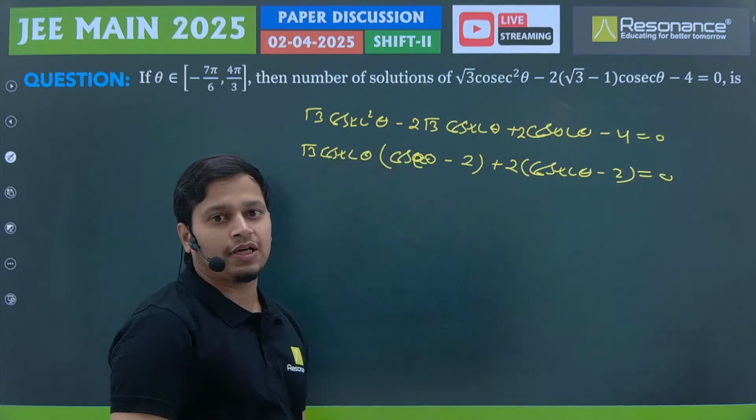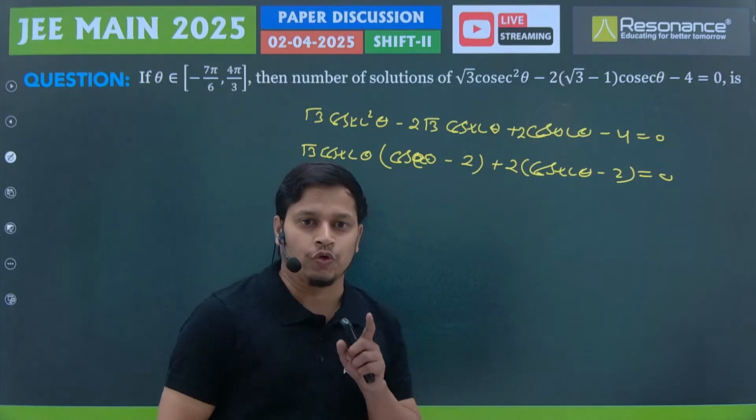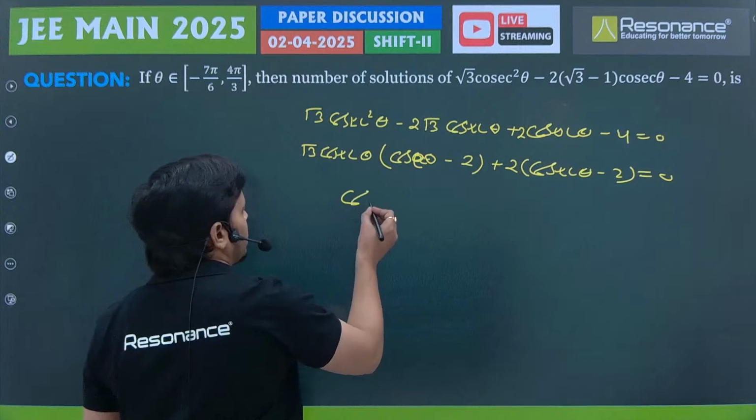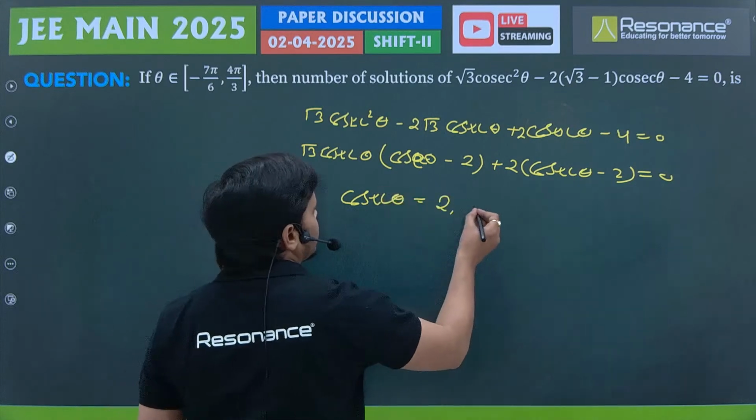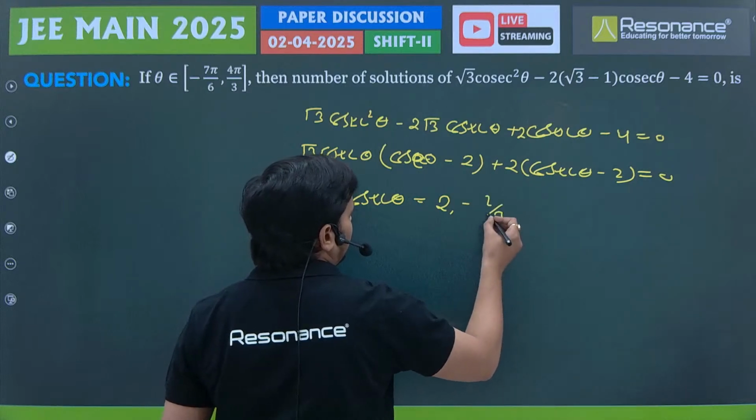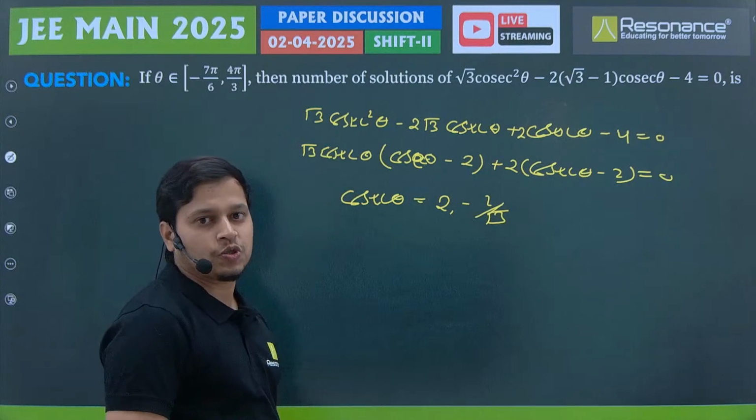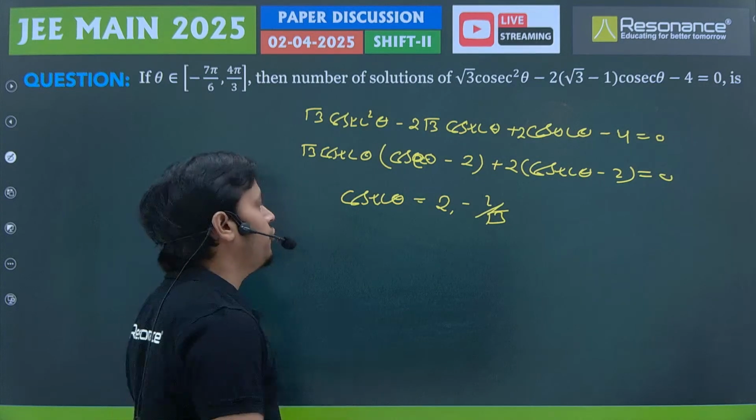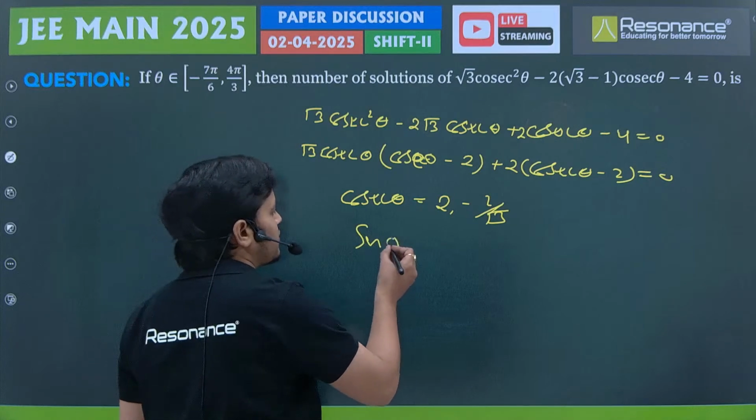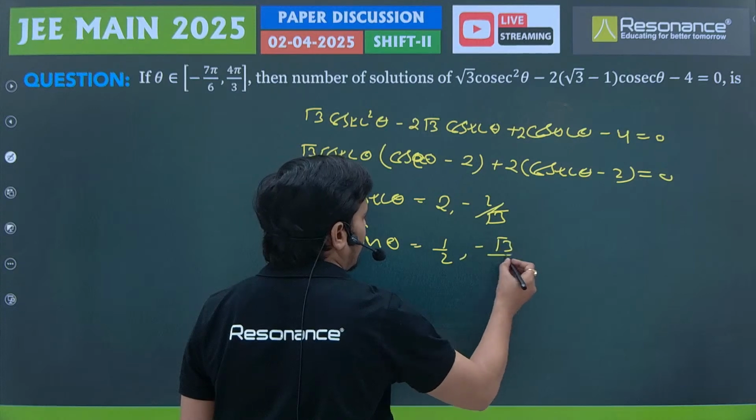Further cosec theta minus 2 common, and what you will get? Root 3 cosec theta plus 2. So you will get 2 values of cosec theta. Cosec theta, one is 2 and other is minus 2 by root 3. If you are familiar with the cosec theta, get the number of solutions. If not, then convert in terms of sine. Sine theta is 1 by 2 and minus root 3 by 2.